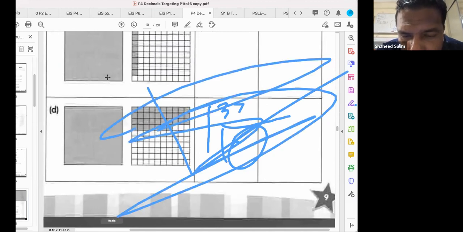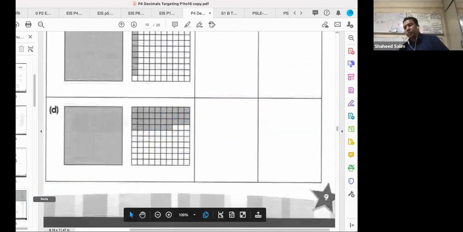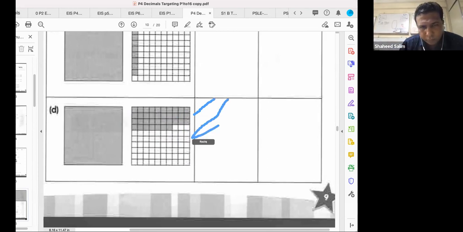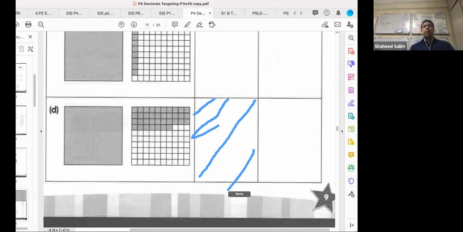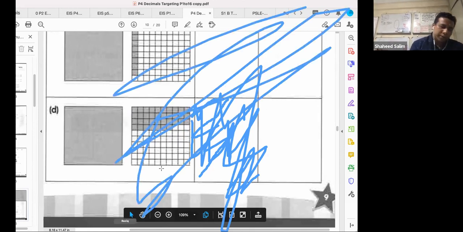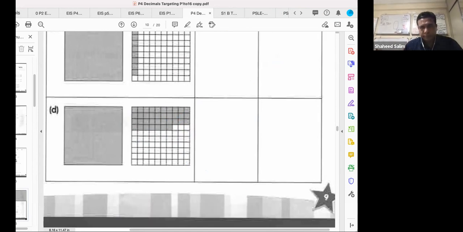37 over 100 because there's 100 squares. So 1 and 37 over 100 is the same as what in decimal? Come on. Come on, Raziq. See, I get confused. Come on, you got it right already.